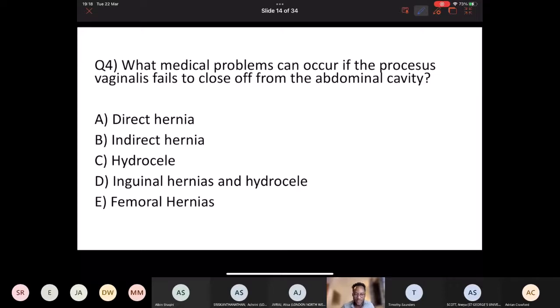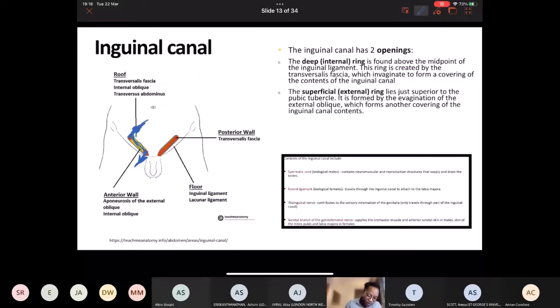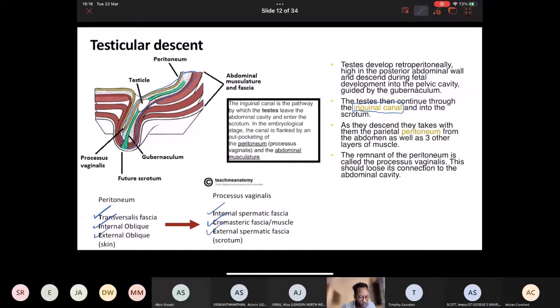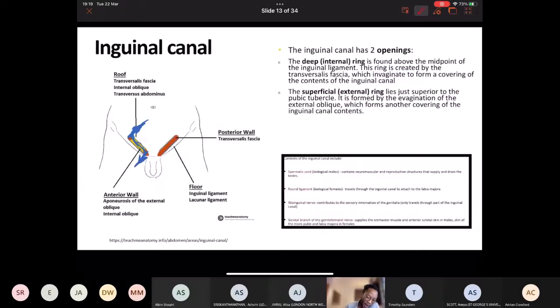Okay, so we've got a mixture of D, which is inguinal hernias and hydrocele, and B, indirect hernias. They are both correct in a sense, actually. So if we look back at the testicular descent through the inguinal canal, we know that it's led by the processus vaginalis, so it's going to be this bit here. The processus vaginalis leads the way and makes the canal. Then the cord is dragged through, attached by the gubernaculum, which pulls the testes through, invaginating this peritoneal structure of the transversalis fascia, the internal oblique and the external oblique, and that creates a weak point, which can be exploited.